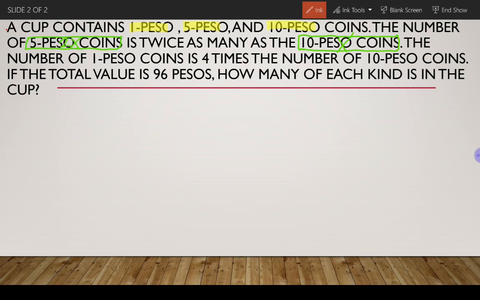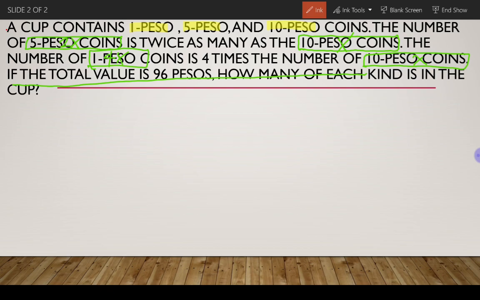Next, the number of 1 peso coins is 4 times the number of 10 peso coins. Kung yung 10 peso coins natin is x, sabi dito, 4 times the number of 10 peso coins. So, ibig sabihin nito, yung 1 peso coin natin will be 4x. Now, if the total value is 96 pesos, how many of each kind is in the cup?